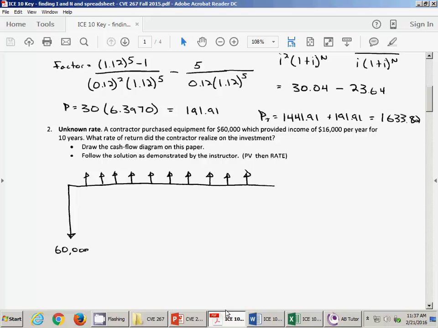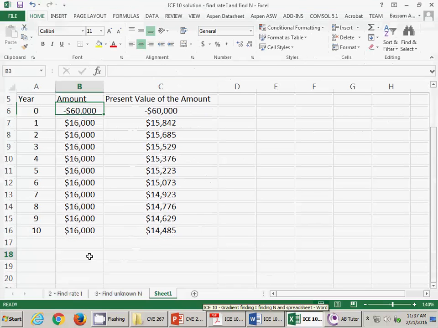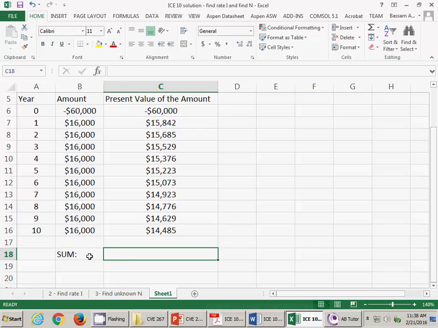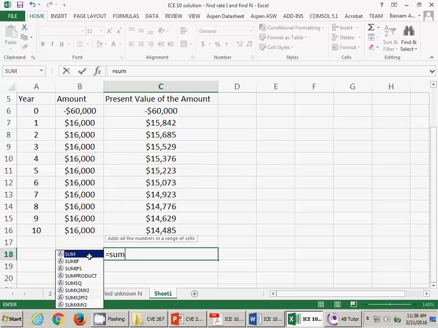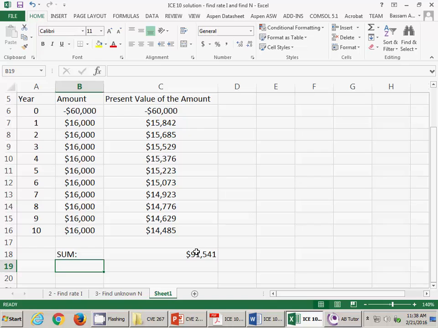Let's find out if it's in balance right now by adding together the present value of the amount. So what I'm going to do here is I'm going to sum everything. The formula for adding stuff up is equals SUM, parentheses, and then you just highlight everything that you want it to add together. And close parentheses and enter. If it's in balance, the sum should be equal to 0.